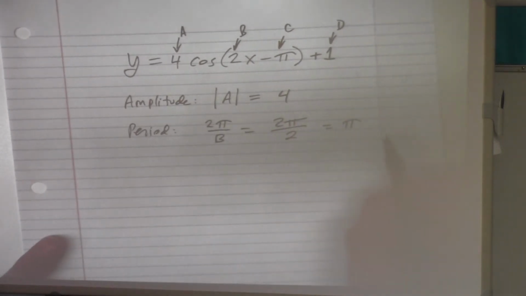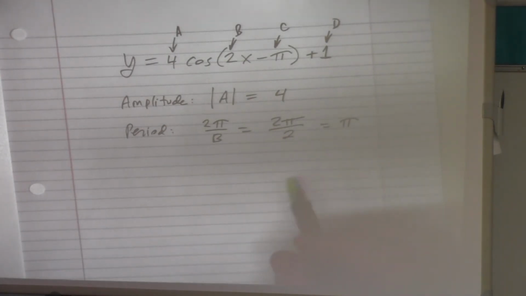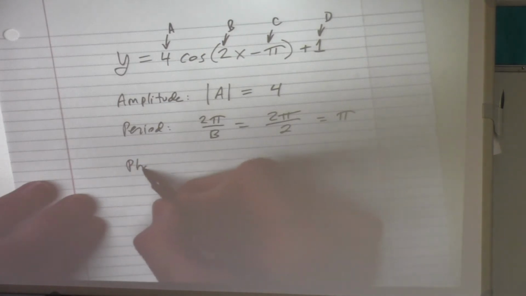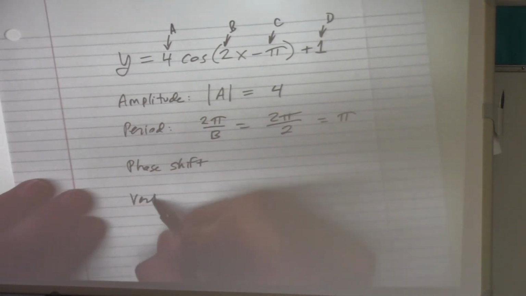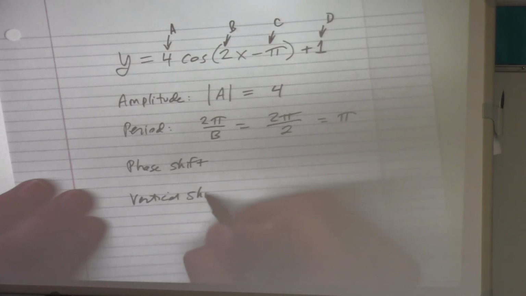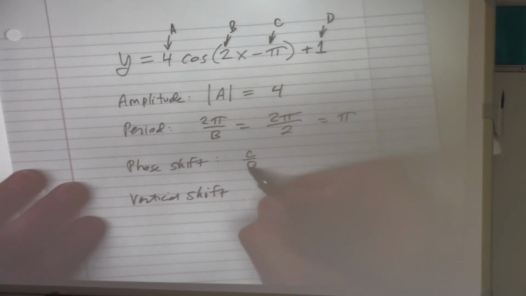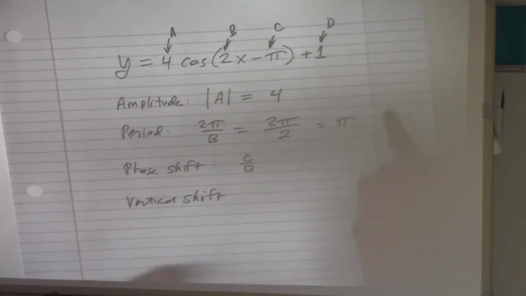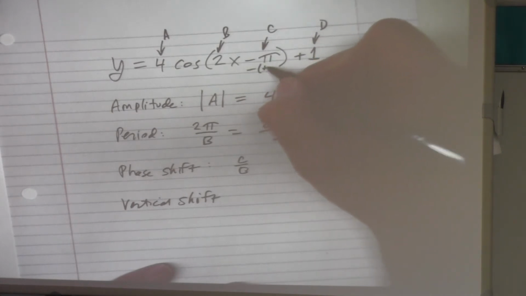Now, then let's go, oh, hold on here. Phase shift and vertical shift. The phase shift is C over B. So the C, remember that's minus, if that's minus, then that's minus a positive pi.